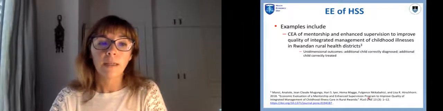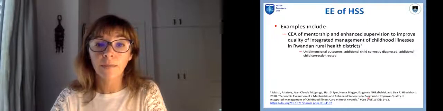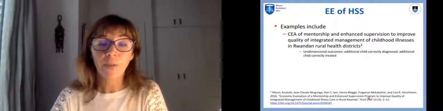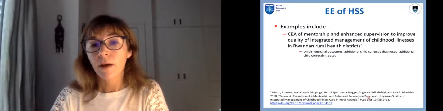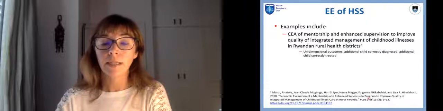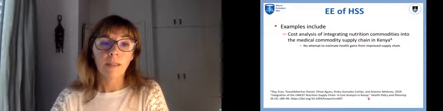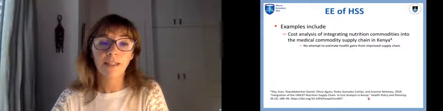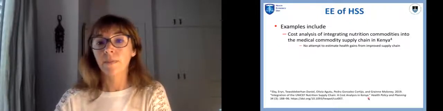Another example is a cost effectiveness analysis of mentorship and enhanced supervision to improve quality of integrated management of childhood illnesses in Rwandan rural health districts. And here they proposed a unidimensional outcome of additional child correctly diagnosed or additional child correctly treated. So they didn't go into the cost utility analysis piece. A third example is of a cost analysis of integrating nutrition commodities into the medical commodity supply chain in Kenya. And for this one, they just did a cost analysis and there was no attempt to estimate health gains from the improved supply chain.